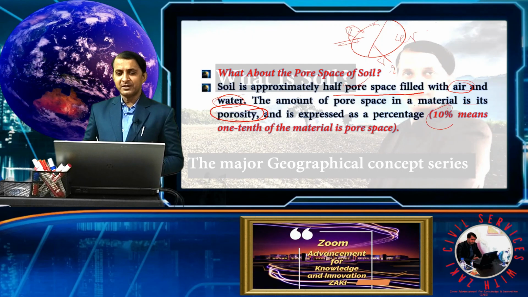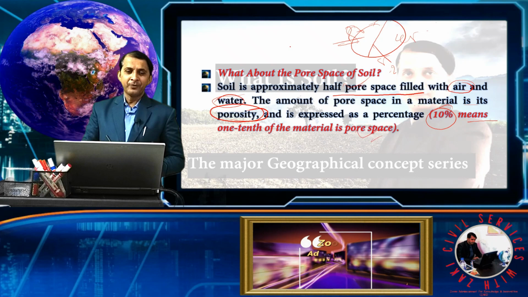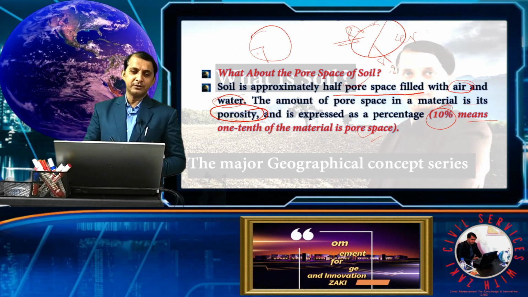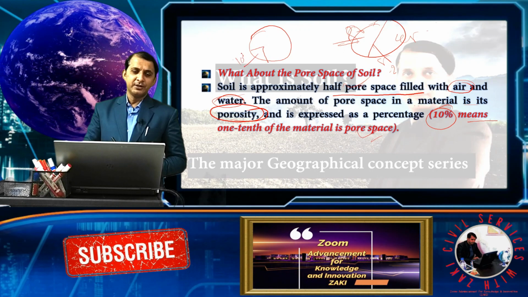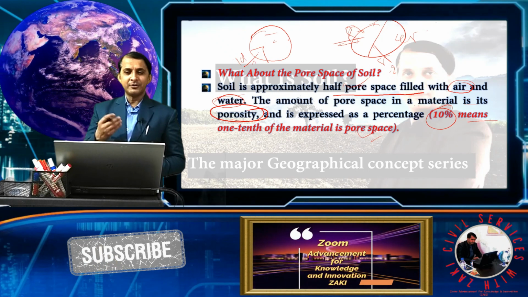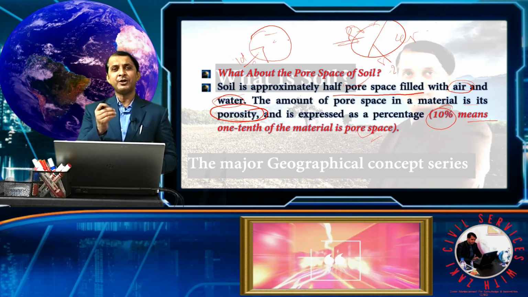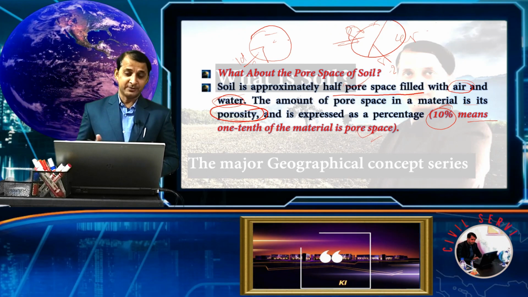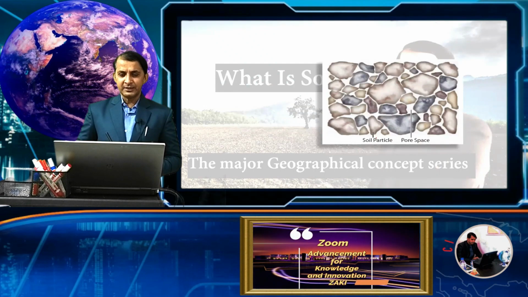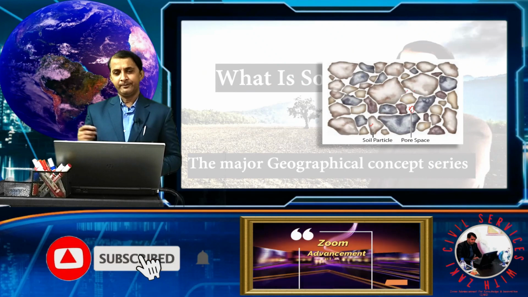So if porosity is 10%, it means 1/10 of the material is pore space. If we see the pore space at 10%, it means 1/10 of the whole material is pore space. As you know, sand and other materials commonly have 40 to 45% or 50% pore space. So let's see here: it is pore space, it is soil particle, it is pore space. It contains water, it contains air.